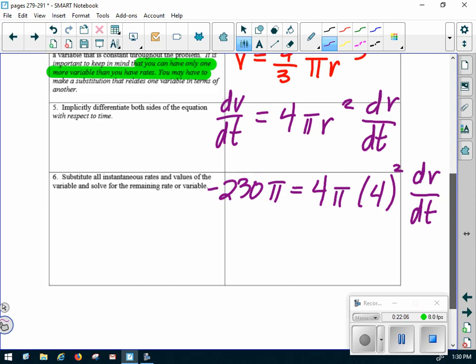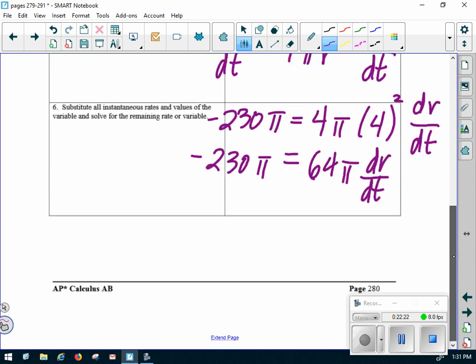Now we're going to find dr dt. So what do you have here? This is 64 pi dr dt equals negative 230 pi. So we're going to divide both sides by 64 pi.